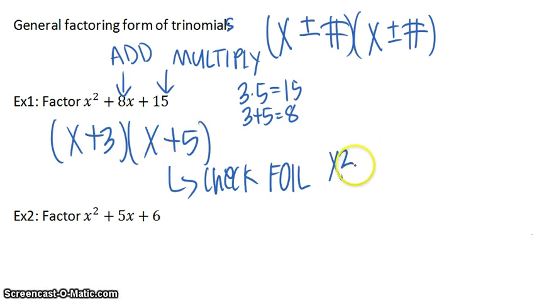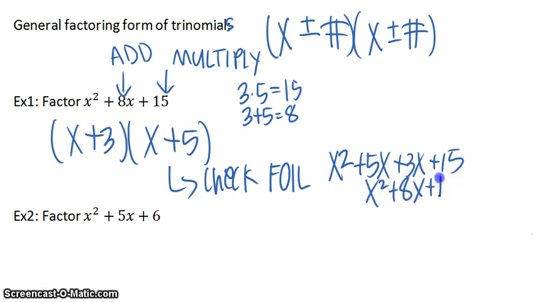So that will be 5x, and then we'll have the inner ones, which is 3 and x, so plus 3x, and then multiply 3 times 5, so that's 15, and that gives me x squared plus 8x plus 15, which is exactly what we started with. So therefore, we did it correctly. We factored it correctly. So if you ever are unsure, multiply it out. We know how to do that.